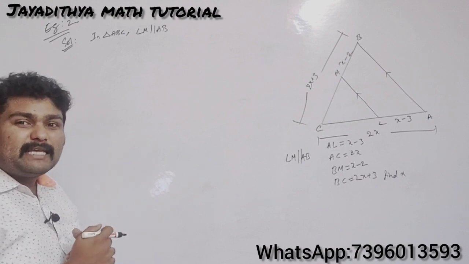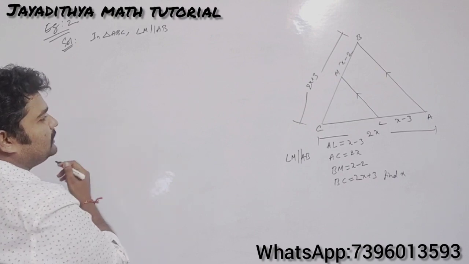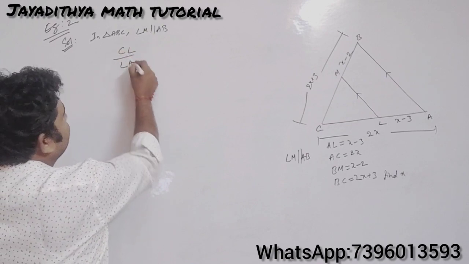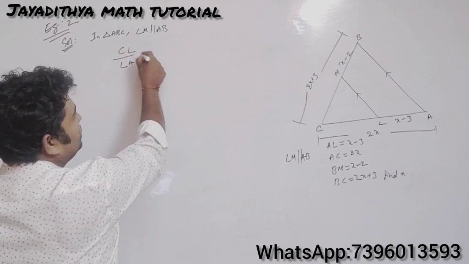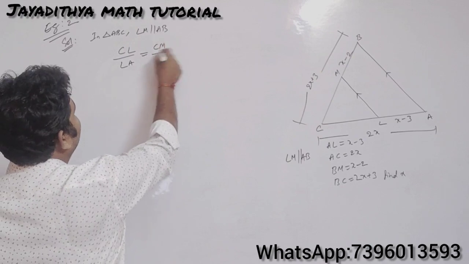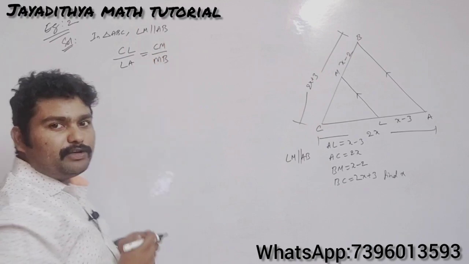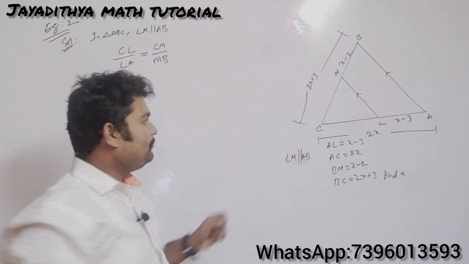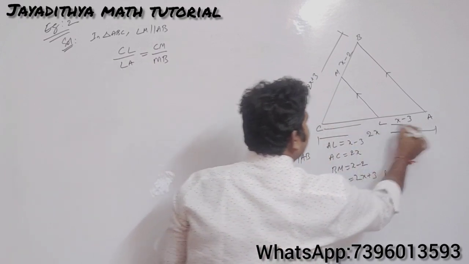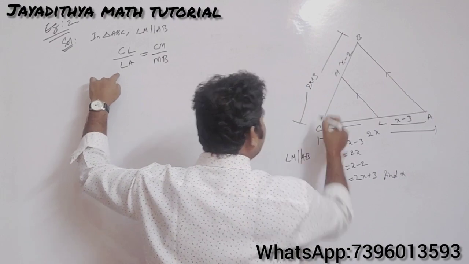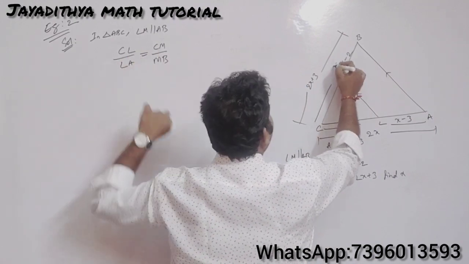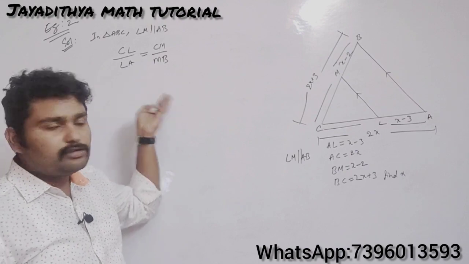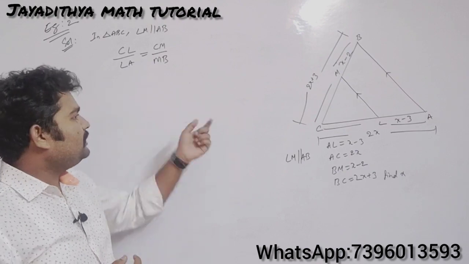So what happens by the basic proportionality theorem? By the basic proportionality theorem, you can see that CL by LA is equal to CM by MB. Whenever you are talking about the basic proportionality theorem, when you are taking the ratio, start from the vertex. So see here, CL by LA is equal to CM by MB. You need to take the ratios like that. If you take them in reverse order also, no problem, but basically you will be taking like that.